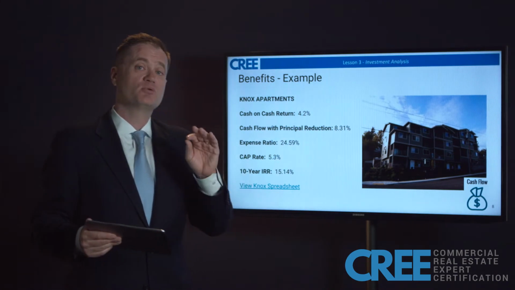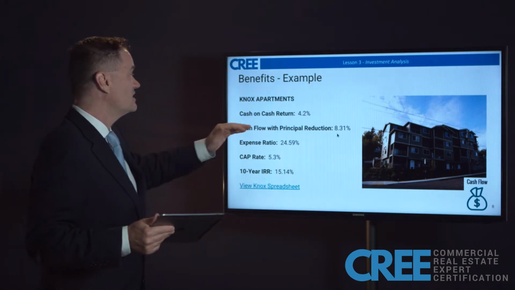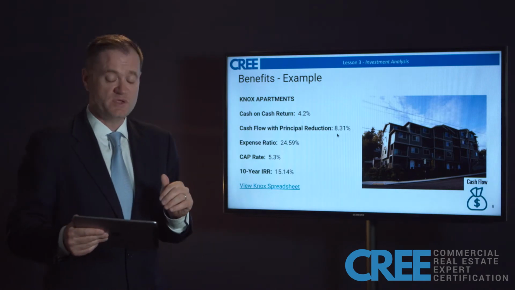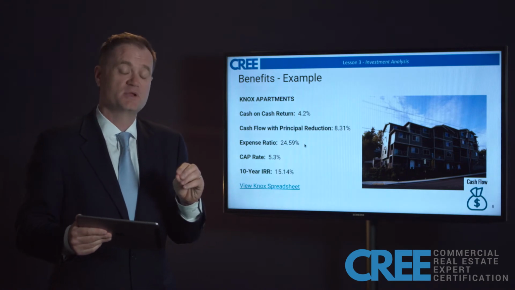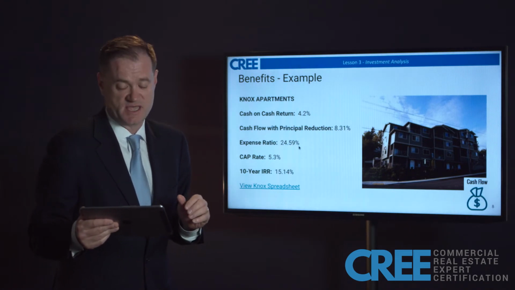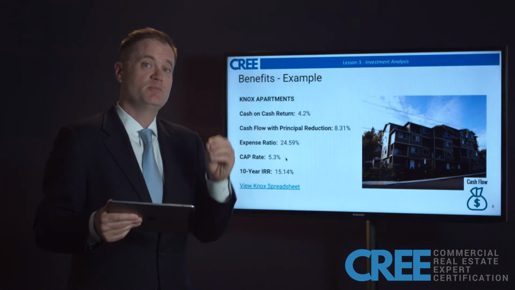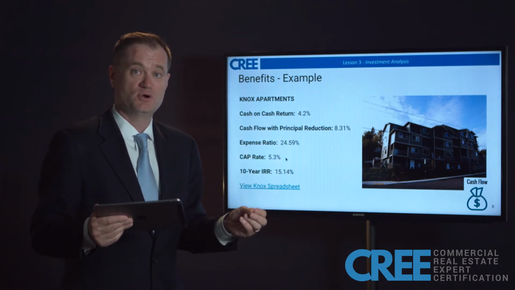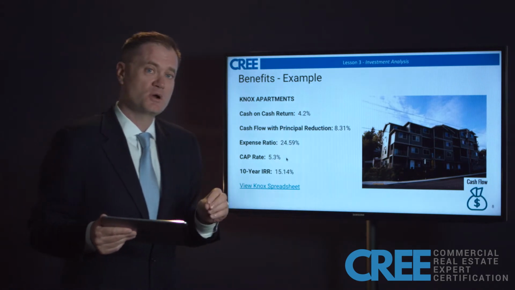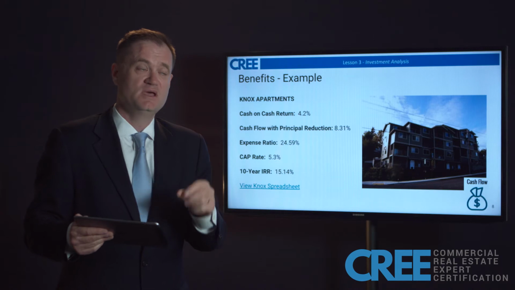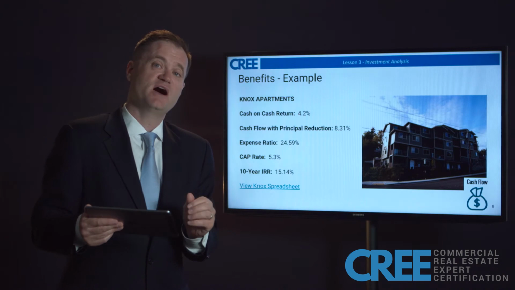When you take into account the principal reduction that they have, and this is on an annual basis, the number actually increases to 8.3%. The expense ratio, how much the total expenses were on the property, is just under 25%. And then the cap rate, which is the NOI, the net operating income, divided into the purchase price, which was $4 million, is 5.3%. So if the owner paid cash for the property, if they put all $4 million down and didn't have a mortgage, their return would be 5.3%.